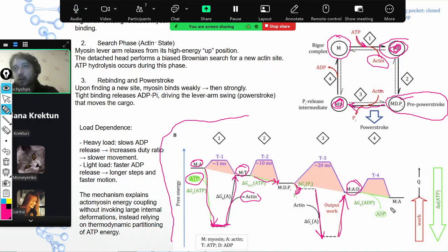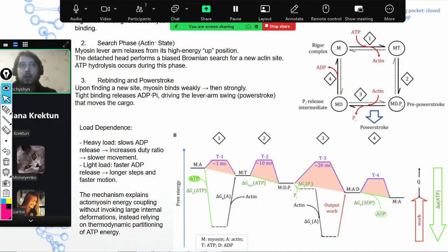And now we can release ADP. Here, this is the force transition state. Here it is. We release the ADP and we return to where we started. So we have rigor complex. So that's myosin bound to the actin. So here you see how that works. So we have spent one ATP and we have performed some motion.